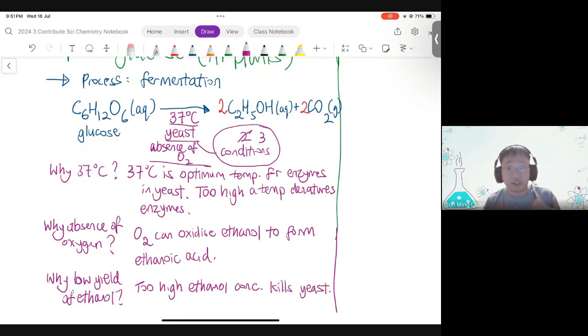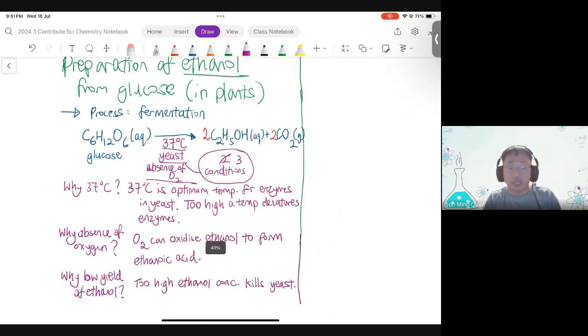Yeast is a living thing. If there is so much ethanol present, the yeast dies. And that, of course, causes the fermentation process to stop. Now if you notice what Mr. So has done here, Mr. So has basically summarized fermentation.